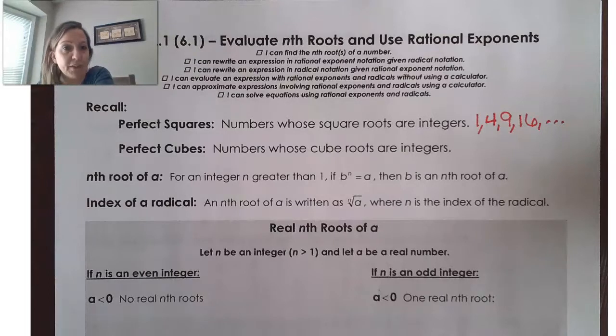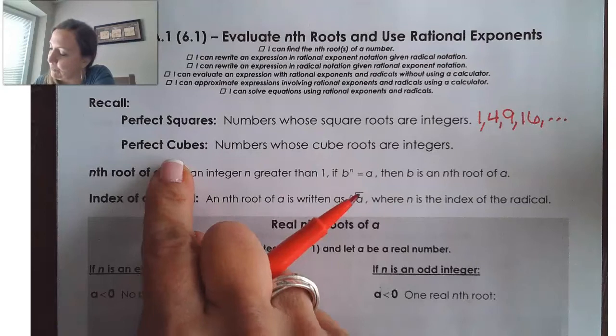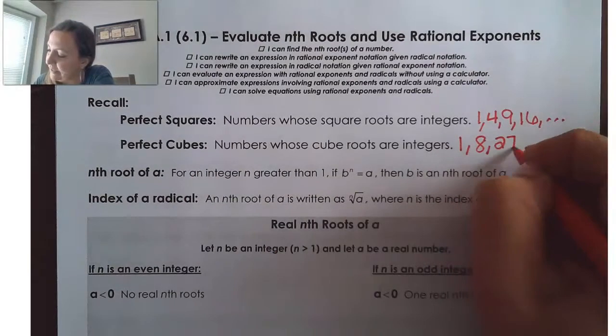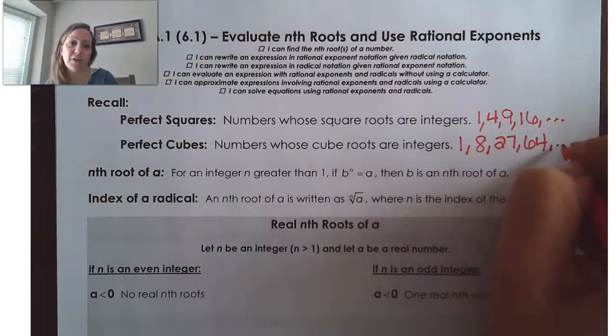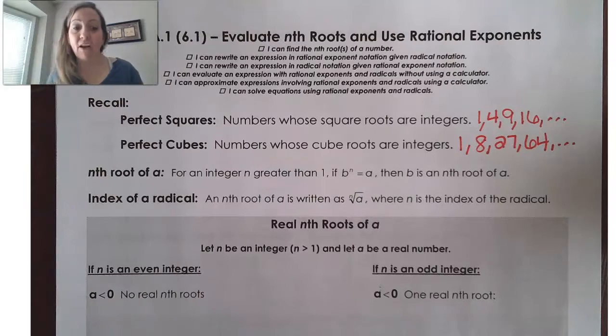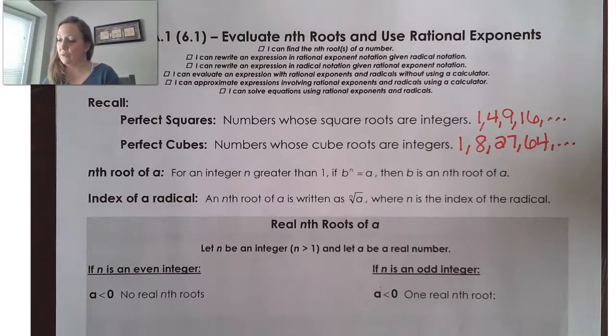We've also talked about perfect cubes. Those are numbers whose cube roots are integers. So those are numbers like 1, 8, 27, 64, etc. And we became more familiar with perfect cubes when we were factoring the sum and difference of two cubes, and we used the cube roots in those. But today we're going to be looking at roots, but not just square roots and cube roots, but any types of roots. And so let's define the nth root of a.